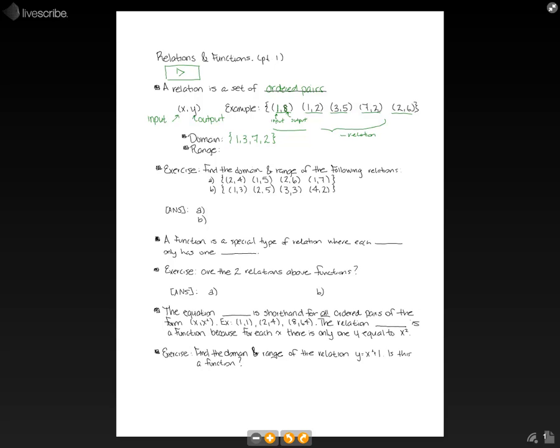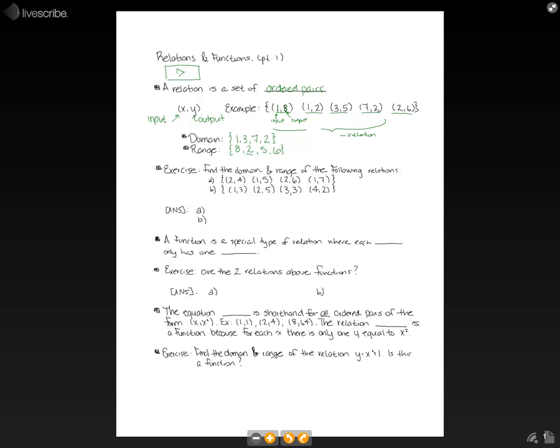The range, on the other hand, is the set of outputs. Same thing goes for them. If we have more than one of the same number, we only have to write it once. So we have 8, 2, 5, 2 again, and 6. So this is our domain and the range. As far as a graph is concerned, the domain is usually called the x-axis, and the range is based on the y-axis. So, for this exercise, we're asked to find the domain and range of the following two relations.